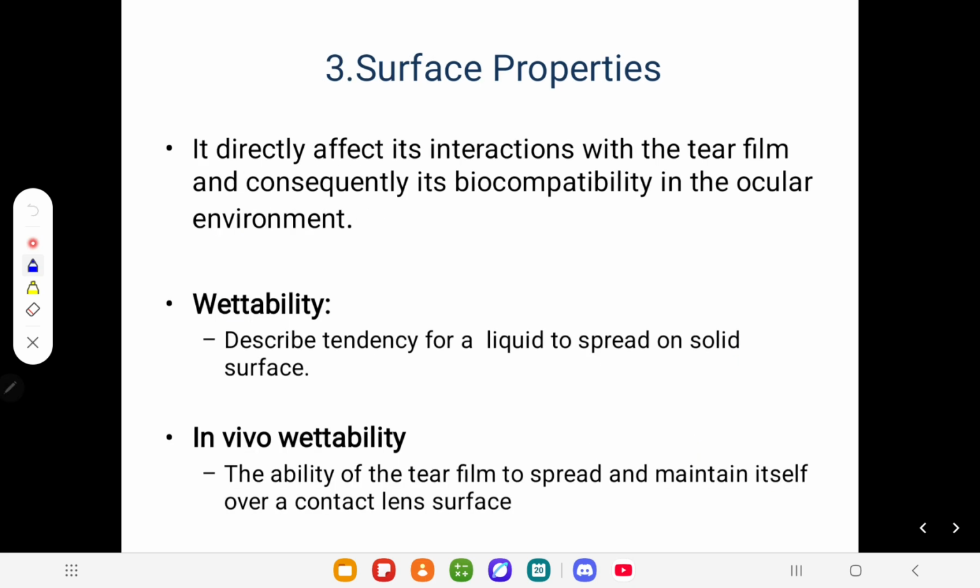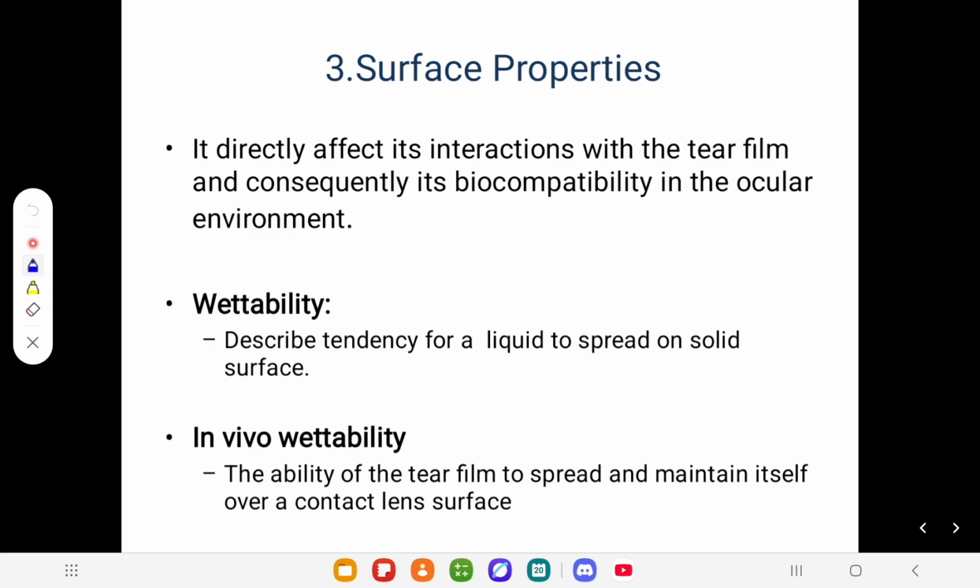So now we come to the very important property. Besides oxygen permeability, I think surface property is another elephant in the room. It directly affects its interaction with the tear film and consequently its biocompatibility with the ocular environment. What do you mean by that? Surface property means, remember, if you put a contact lens, the front surface of the contact lens directly interacts with the upper lid conjunctiva, isn't it? Upper lid palpebral conjunctiva. Whenever you blink, the upper lid palpebral conjunctiva will rub the front surface of the contact lens, isn't it?